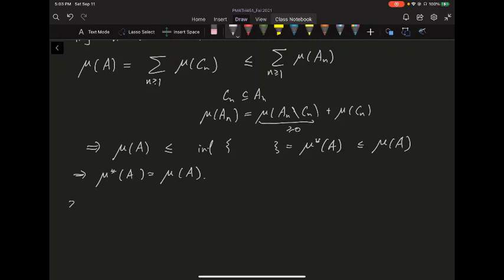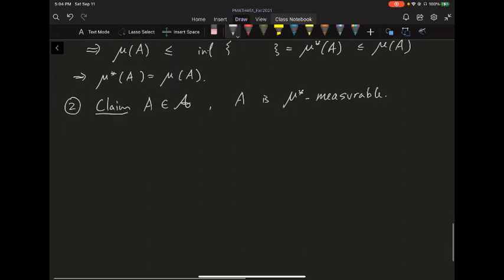Now the second part, we need to actually show that an algebra element is measurable. Okay, so that's the second claim. If I have A inside the algebra, then A is measurable, or mu star measurable. So how do we show that? Well, we need to verify the definition.